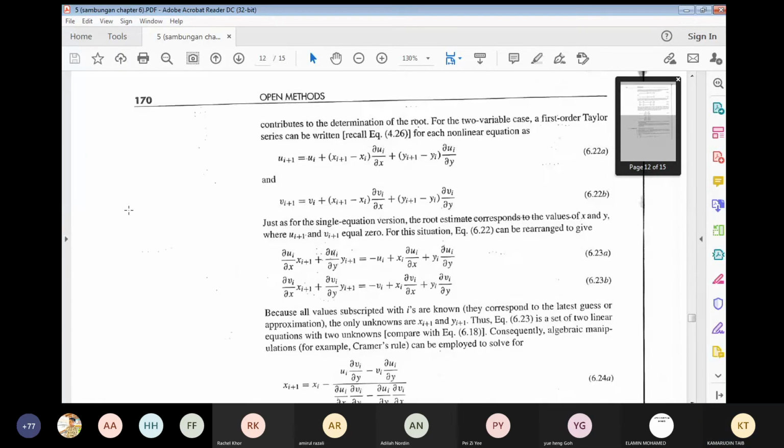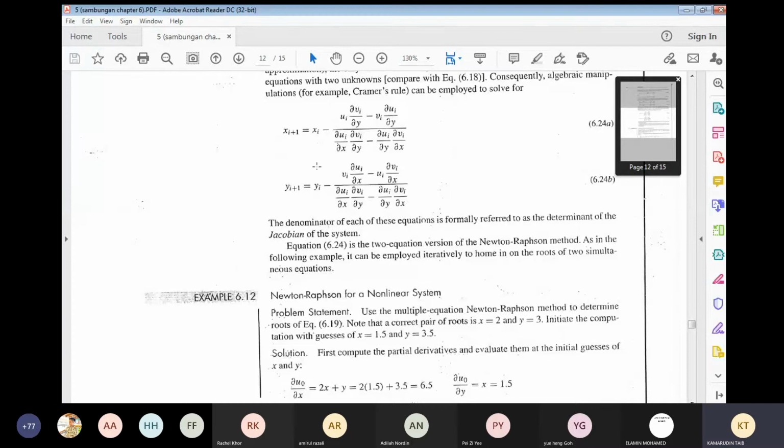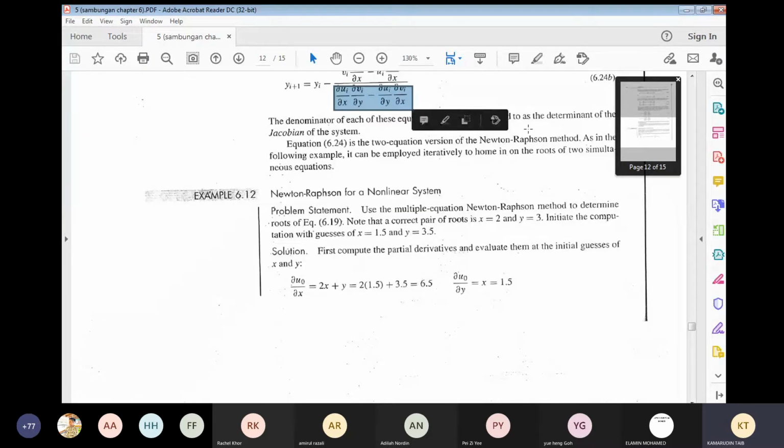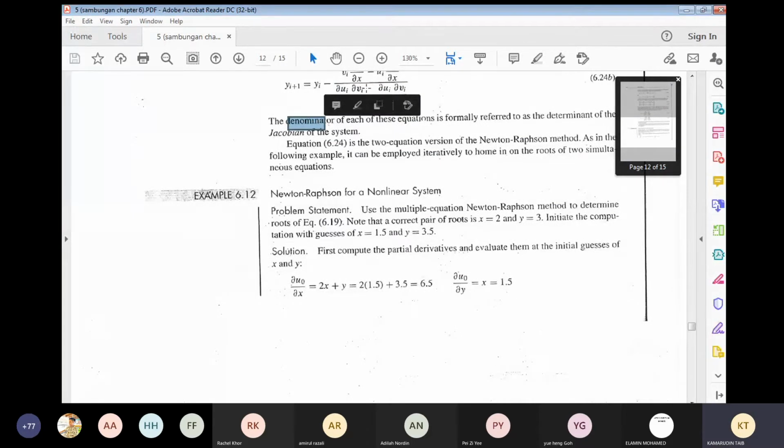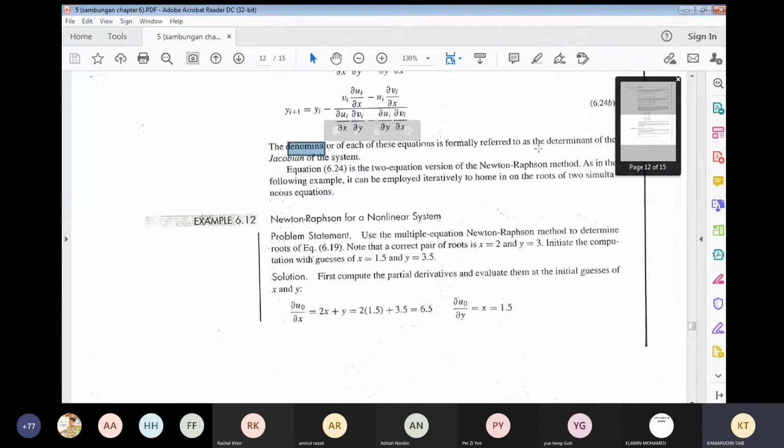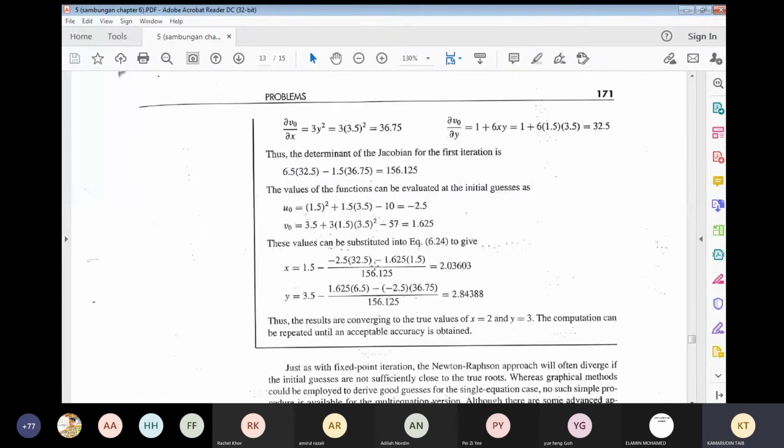So you can see in the equation, same here. See? Jacobian, they call it. Actually it is the determinant, right? The determinant of a 2 by 2 matrix. It's called the Jacobian of the system. The denominator of each of the two equations is formally referred to as the determinant of the Jacobian of the system. This is the Jacobian.